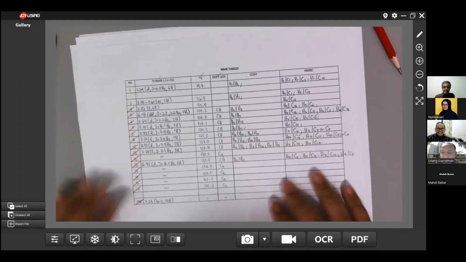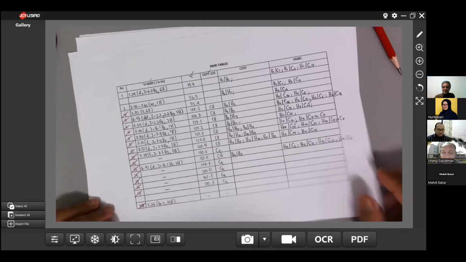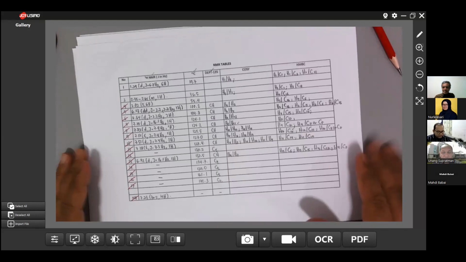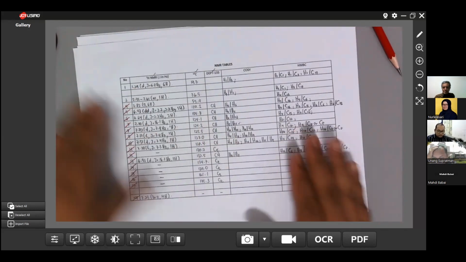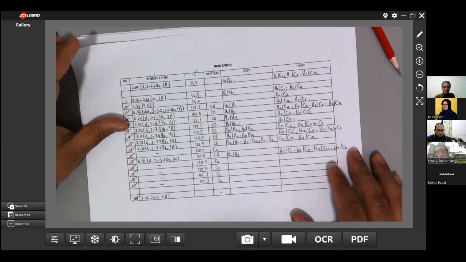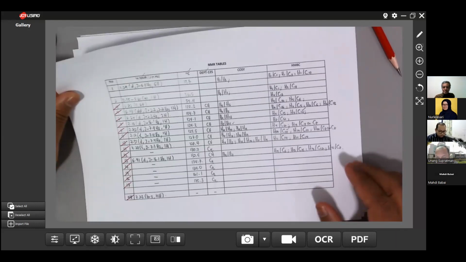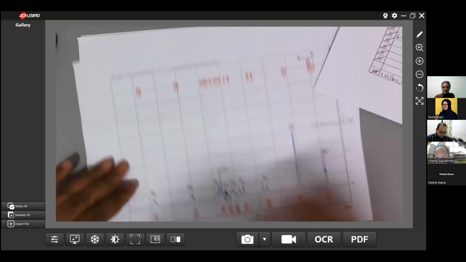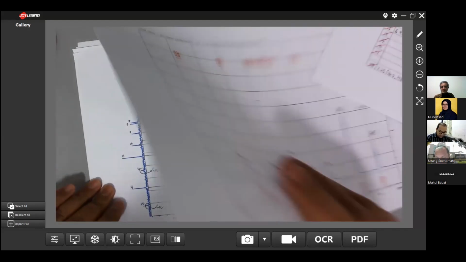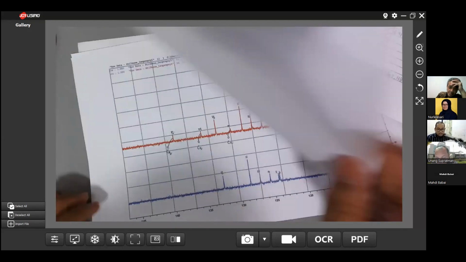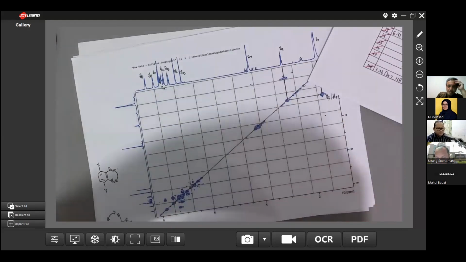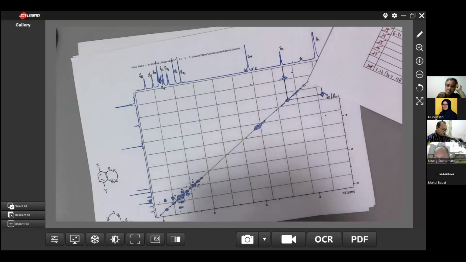Don't worry. Okay, so if you have this, we already filled these 3 columns here. After that, we go for COSY. This is HSQC done, carbon done, and this is the COSY. Let me arrange.